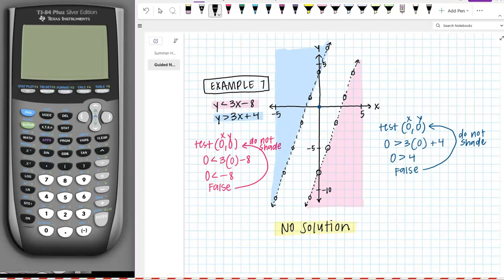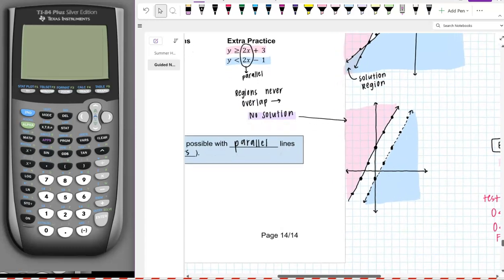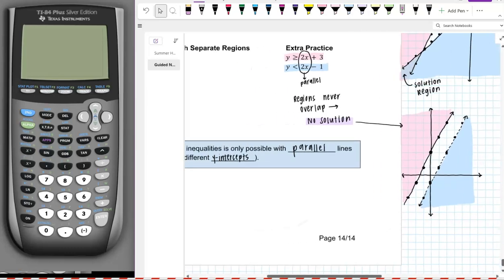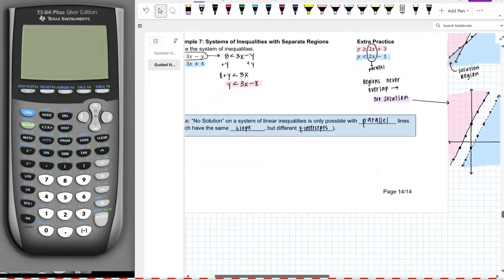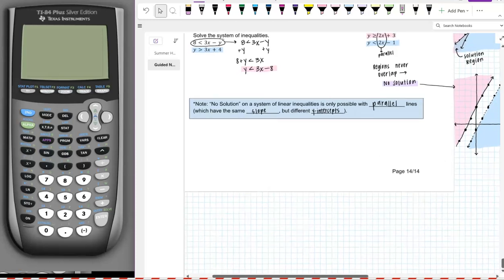There's one more practice problem for you with a special solution. Here's the answer for that. Since those regions never overlap, it's no solution as well, just like that one we just did. And hopefully you're noticing that no solution is only possible with parallel lines. They have the same slope, different y-intercepts.